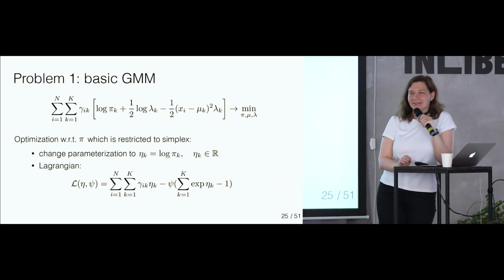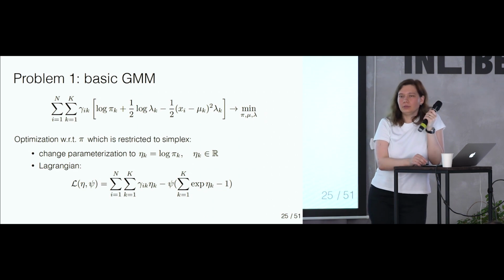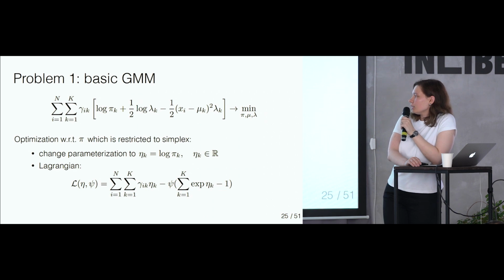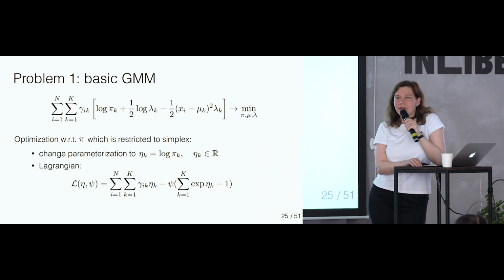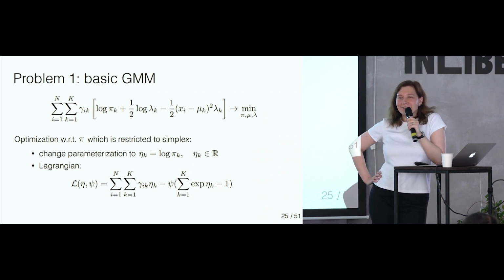Thank you. I was just wondering, shouldn't it be lambda k squared in the first line? Lambda k where? It's one half log of lambda k minus one half x i minus mu k squared, lambda k. Now I hear you, but I don't understand you. Oh, so it's a different notation. Okay, yeah, lambda is the inverse variance. All right, thanks.